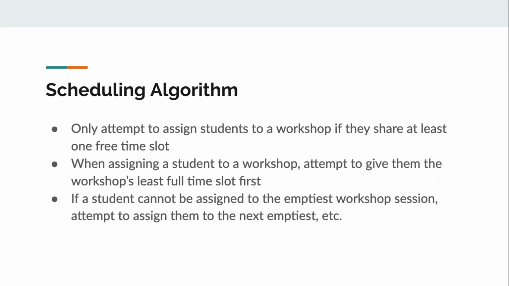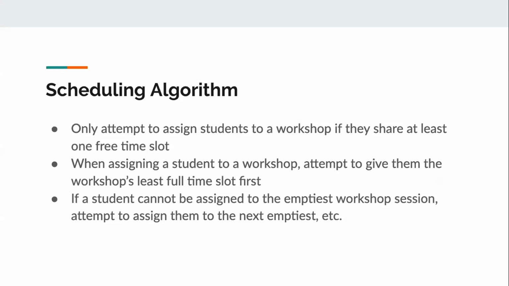One, so each workshop session, time slots 1, 2, and 3, are all sufficiently filled, and also to ensure that they're relatively evenly distributed. We wouldn't want time slot 1 being filled with 30 students while time slot 2 only has 10. By attempting to assign students to the least full session first, this helps evenly distribute the assignments overall.